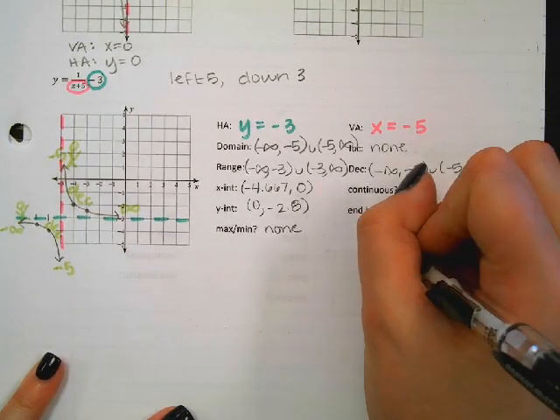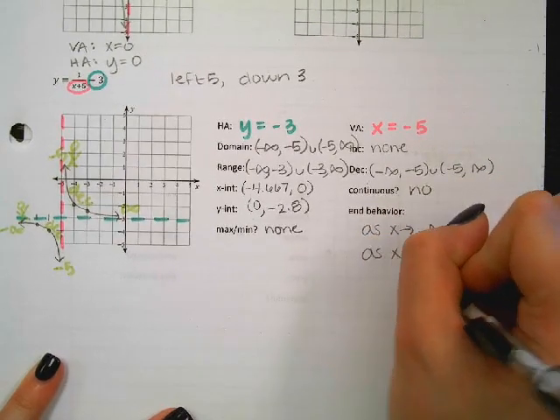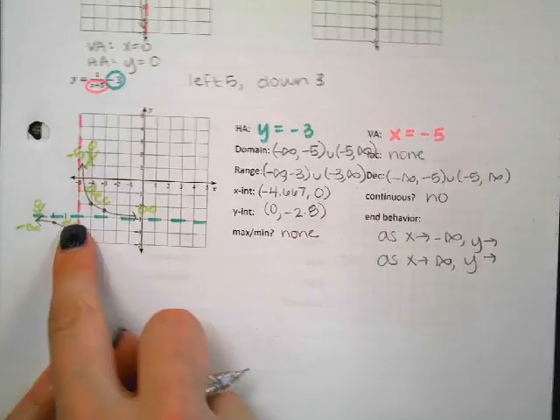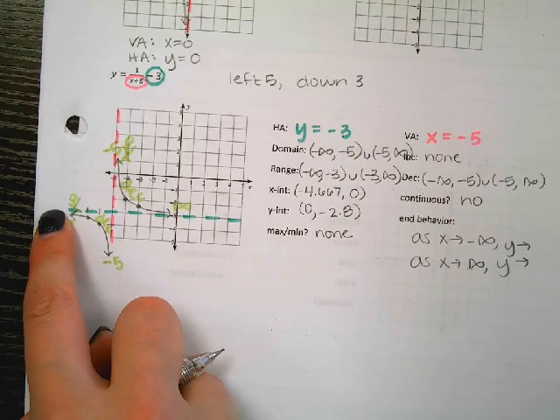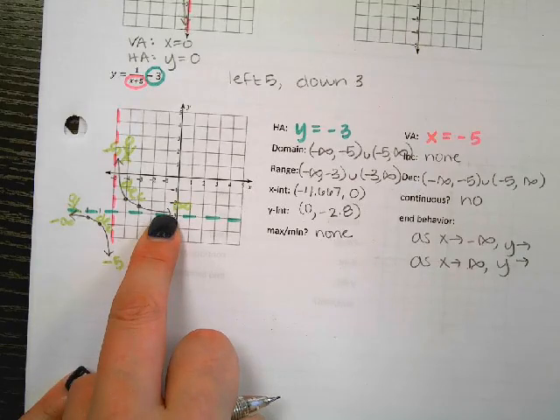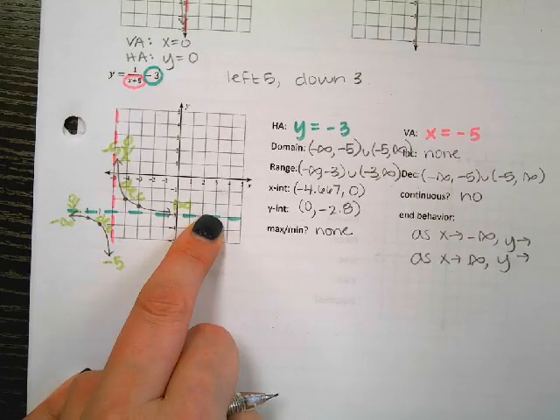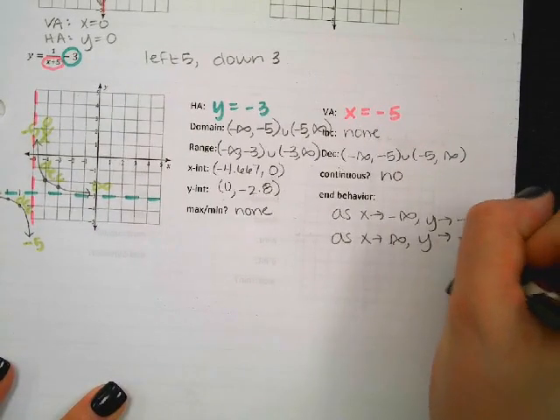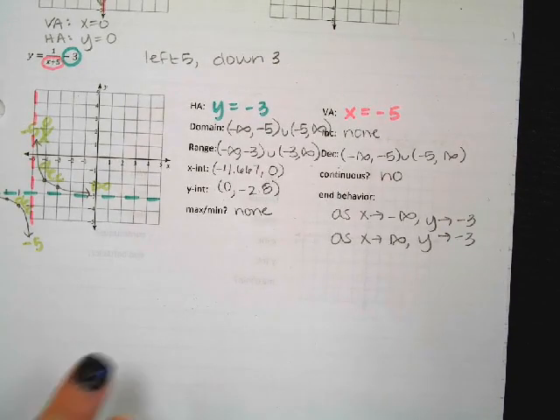And for the end behavior, I'm going to look as x goes to the left forever and as x goes to the right forever. So as x goes to the left, the y coordinate is going to get closer and closer to -3. As x goes to the right forever, the y coordinate gets closer and closer to -3. So these graphs don't go up and down forever like we're accustomed to. They actually get closer to the horizontal asymptote. And so the y coordinates just get closer to whatever that number is for the horizontal asymptote.